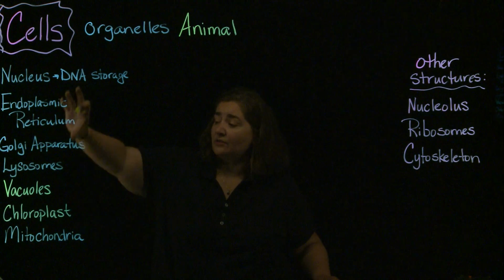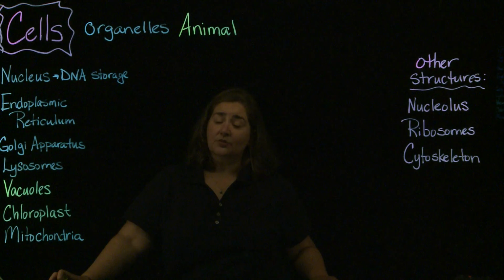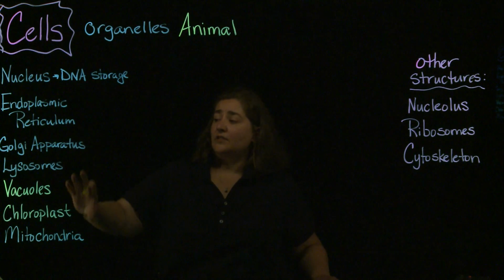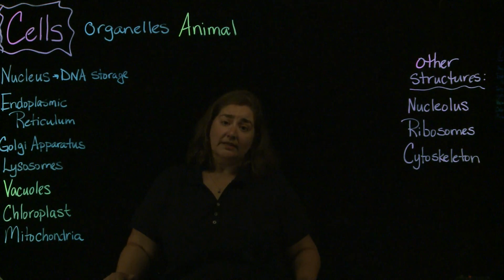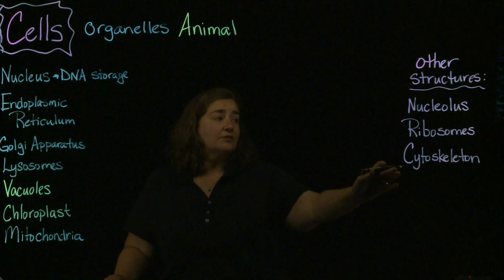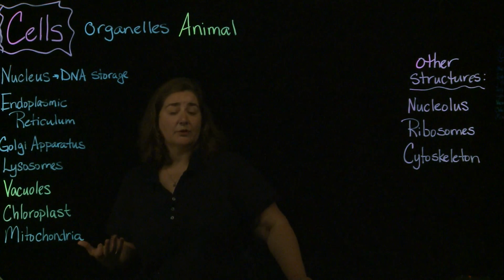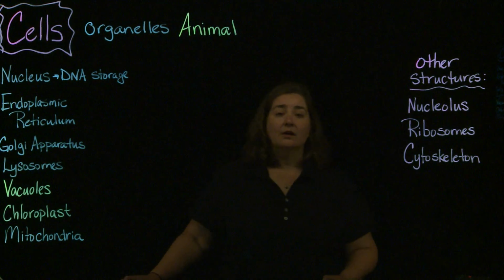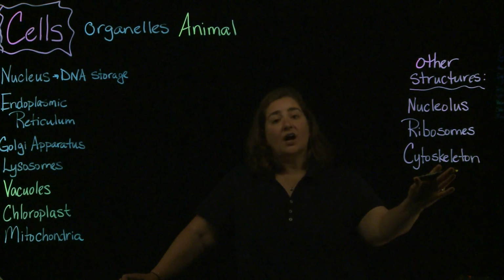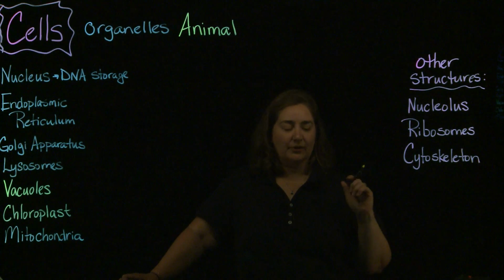The list over here that's in blue and green, these are all going to be structures that are considered organelles. All of these are going to be surrounded by a cell membrane, so they're going to be surrounded by phospholipids and proteins. All right. On the other side here, I've got some other structures that are going to be important in the functioning of the cell, but these are not considered organelles. Okay, these are not surrounded by a cellular membrane.